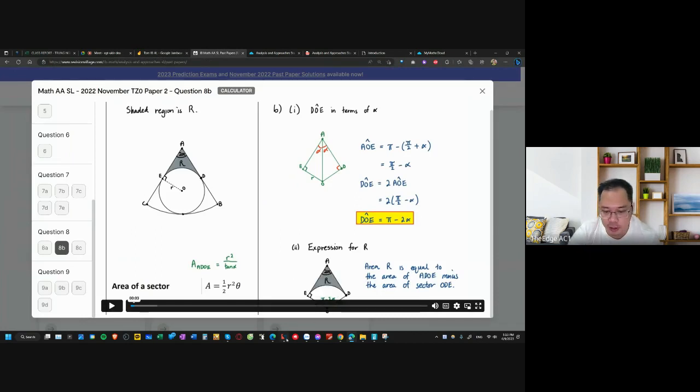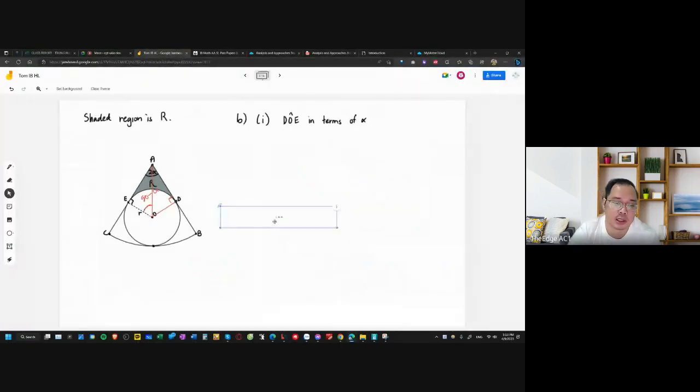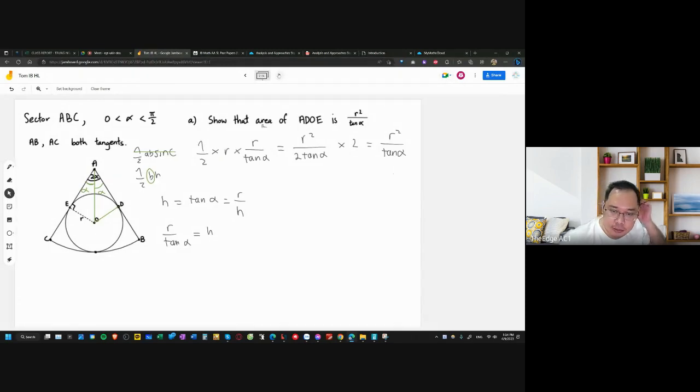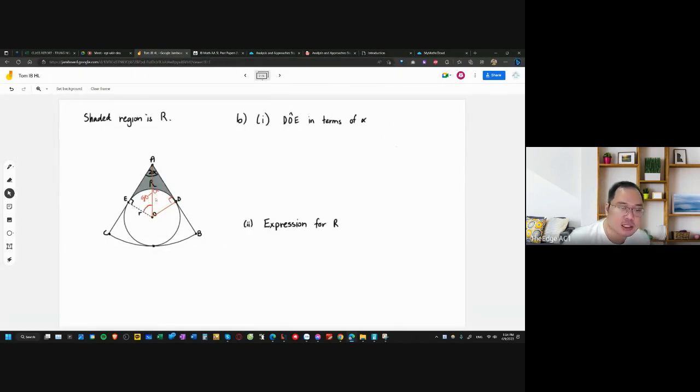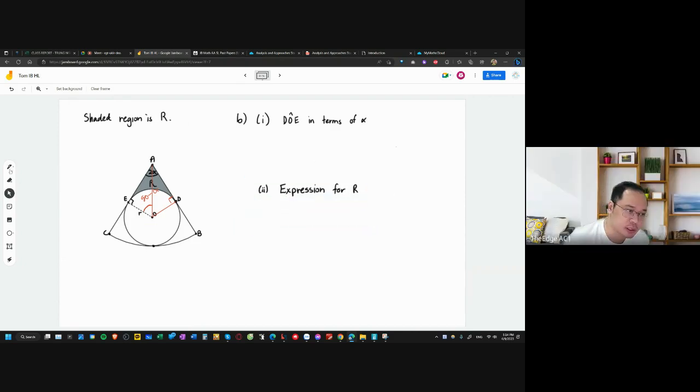And then find the area. So that area R is the area of the two triangles, which is the value that we calculated here, R squared over tan alpha. And then subtract the area of the sector of the circle. We get the area of the shaded region. Right here, please: the angle in terms of alpha, and then the expression for R.